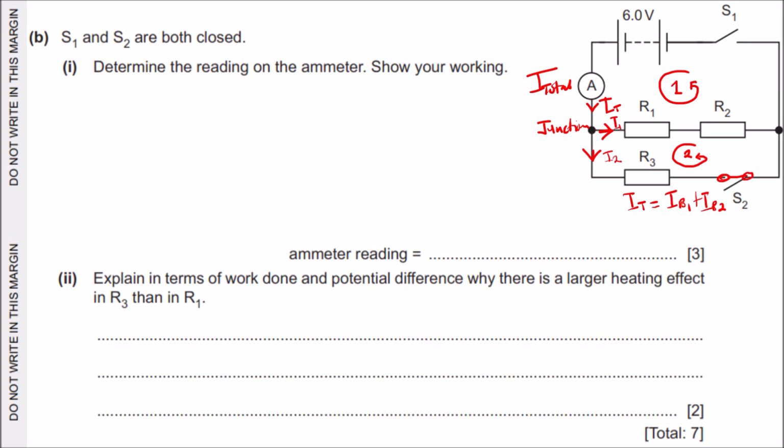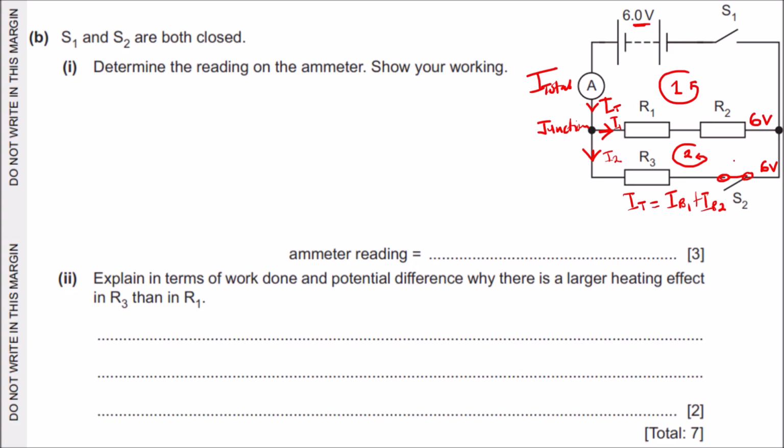The second thing we need to note is voltage is not divided in parallel. In other words, the voltage of the source is equal to the voltage of this branch, which is 6 volts, and the voltage of this branch also, which is 6 volts, because voltage is not divided.